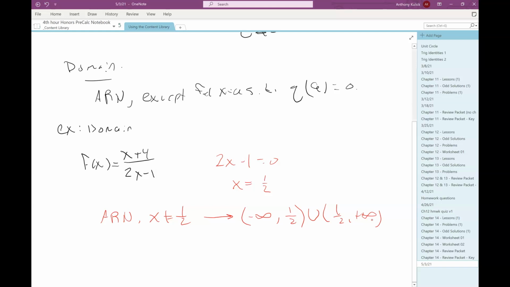Yep. So again, if I look at this interval, it's everything up to 1/2 and everything after 1/2, but it's not including 1/2. True.